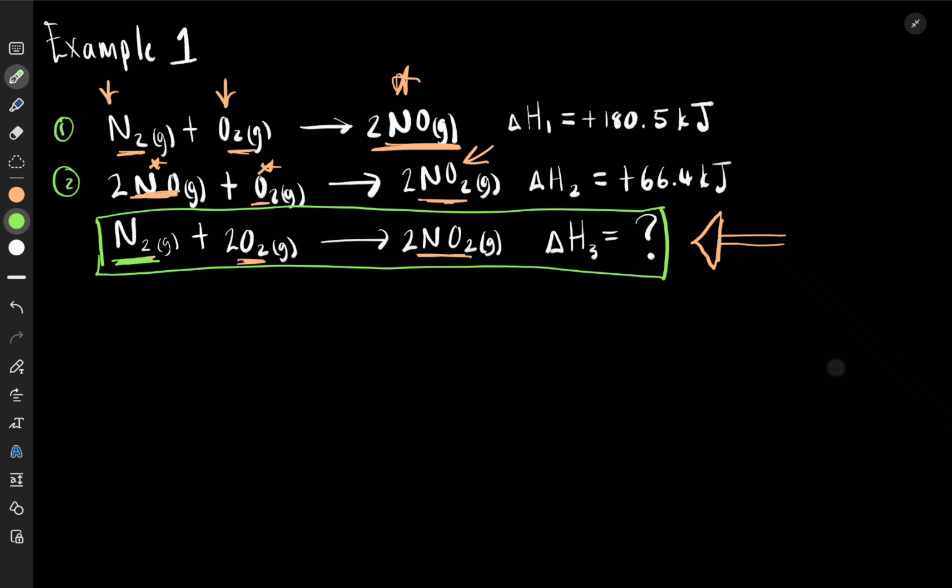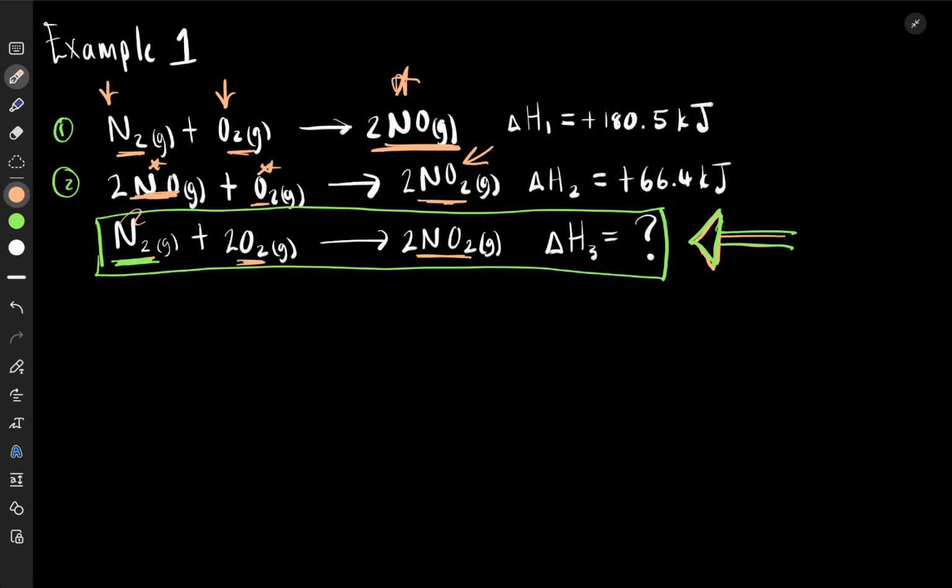I'm looking at the reaction that I don't have enthalpy for, and I'm taking the things that are in there and looking for them in the reactions that I know enthalpy for. So I'm starting with nitrogen. Do I have it? Yes, I have it. So what I'm going to do is look for nitrogen. Where is it? It's at the reactants side.